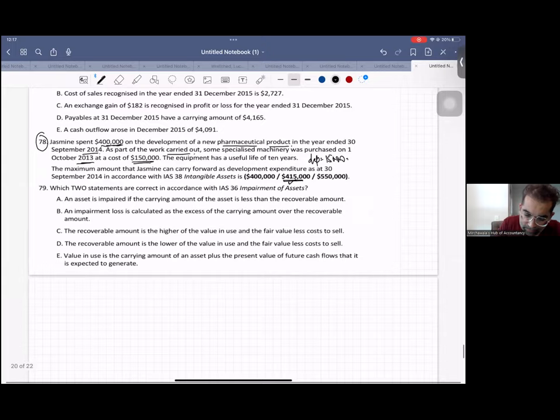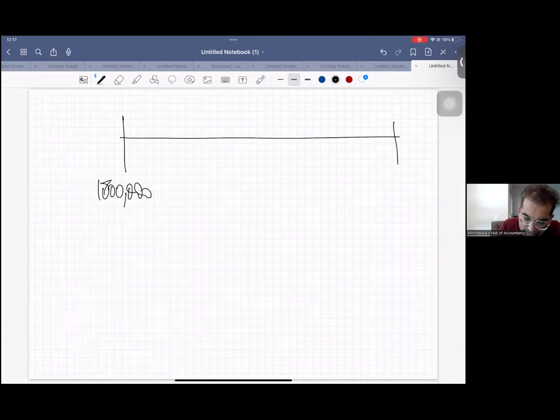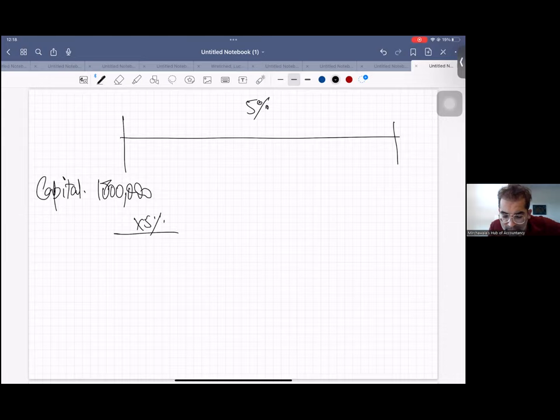Our existing capital was 800,000. If you want to maintain your existing standard, no growth, at least your nominal capital should increase by the inflation rate. And the inflation rate was 5%. So can you multiply 1800 by 5%?